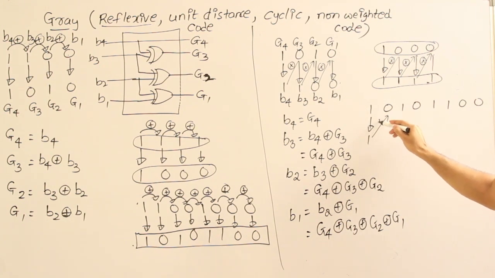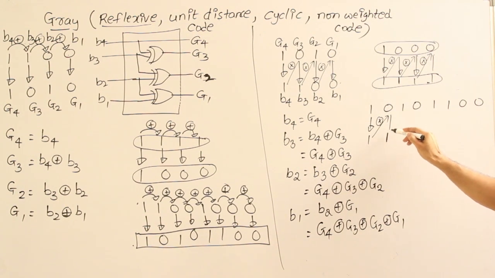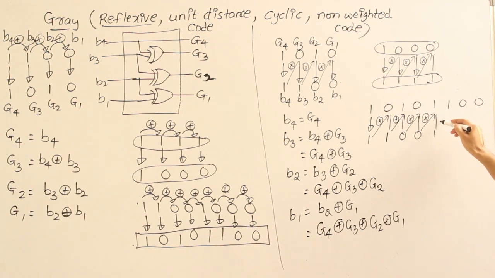Now take the exclusive OR of these two. So what is it? 1. Now take the exclusive OR of these two. What is it? 0. Take the exclusive OR of these two. What is it? 0. Take the exclusive OR of these two. What is it? 1. Right?